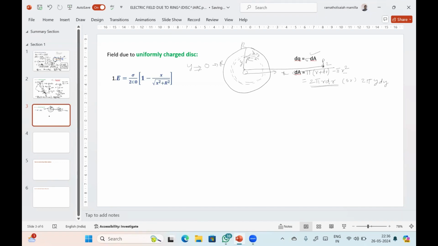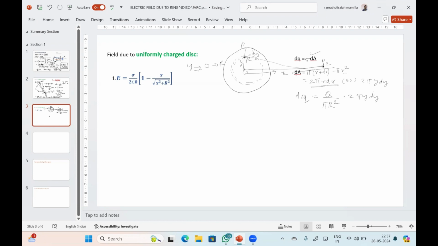So now dq is equal to, how much will come? Sigma is the total charge of the disc divided by the area, the charge per unit area. The surface charge density means charge per unit area, that is equal to q by pi r square, so dq is sigma into 2 pi y dy. Now the field at this point due to this small element of thickness dy.